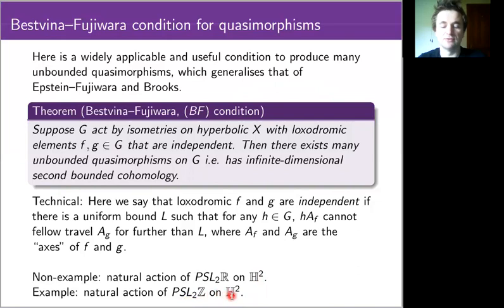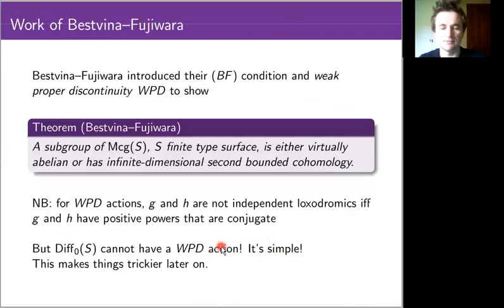But PSL2Z also acts on the hyperbolic plane, and it does satisfy the Bestvina-Fujiwara condition. You can see this by using the Farey tessellation, which PSL2Z preserves, if you know what that is. Now, the reason why Bestvina-Fujiwara introduced this condition was because they were interested in the mapping class group acting on the curve graph. They were able to show that any subgroup of the mapping class group is either virtually abelian or has infinite dimensional second bounded cohomology. In particular, this gives a new proof of the Farb-Kaimanovich-Masur theorem that no higher rank lattice appears in the mapping class group.